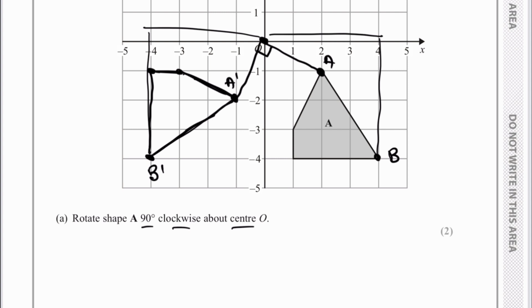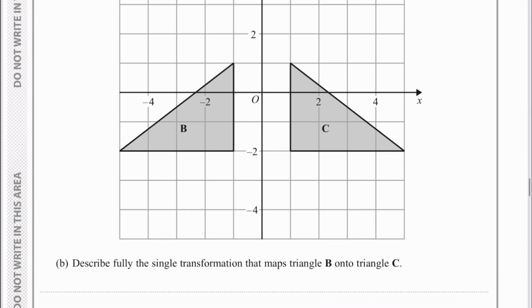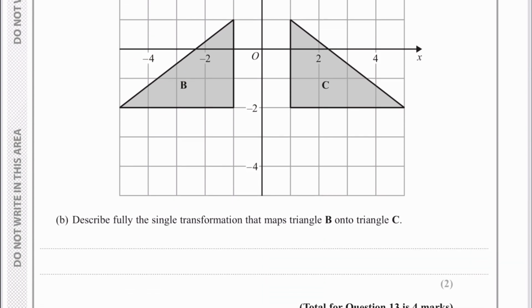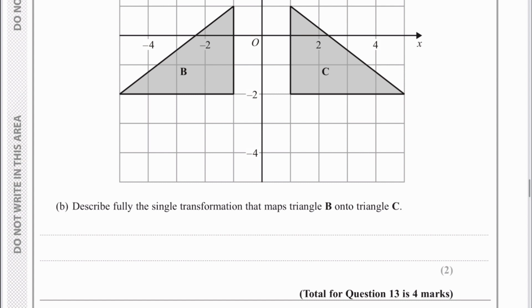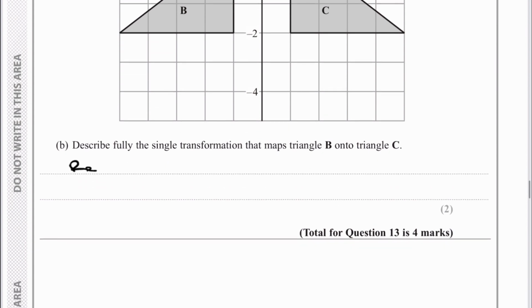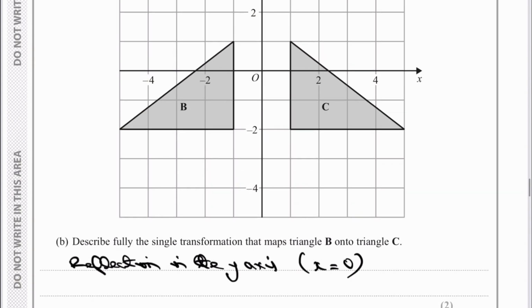I do have a worksheet and videos on reflection which are done with tracing paper, so you'll be able to see how that works. Okay, let's move on then to part B. Describe fully the single transformation that maps B onto triangle C. Well, this one's fairly straightforward. It's basically a reflection in the y-axis, and that's where effectively x equals 0. If you imagine putting a mirror here, then you're going to reflect B onto C, and that would be the answer to that particular question.